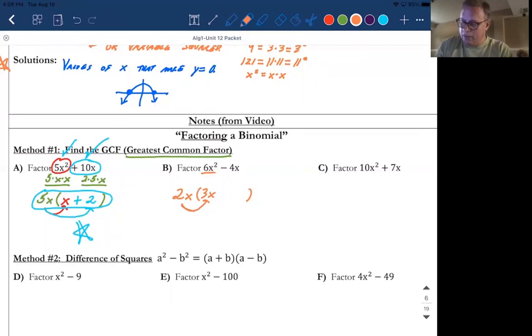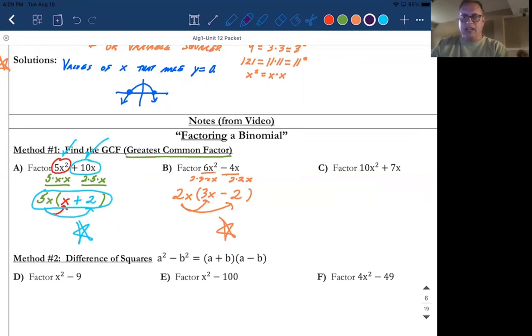Now what can I take 2x times to get negative 4x? Well, 2x times negative 2 would give me negative 4x. And if I wanted to break that up, I could do that. 6x squared is the same as 2 times 3 times x times x. And 4x is the same as 2 times 2 times x. So as long as I've got all my parts accounted for, I'm good. Got that one done too. Let's move on.